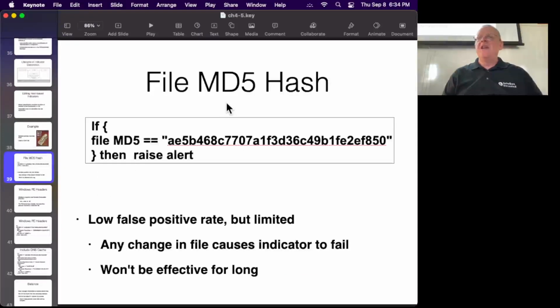So this is an executable, and it's got this MD5 hash. One thing you could do is just go through the whole file system, calculate the hash of every file, and if a file has this hash, then it's infected. Now that's good in the sense that it's not going to have false positives. You're not going to find that hash unless it's infected with the malware. The problem is any change in the malware will cause this indicator to fail, and the bad guys can easily get around it by just making a small change in the malware. So this won't be too effective for long. The next version of malware, it won't detect it.